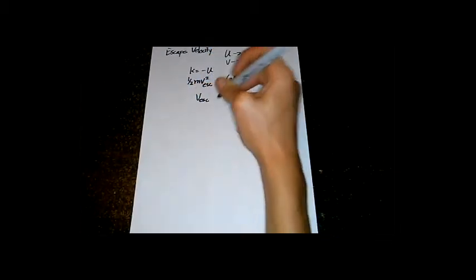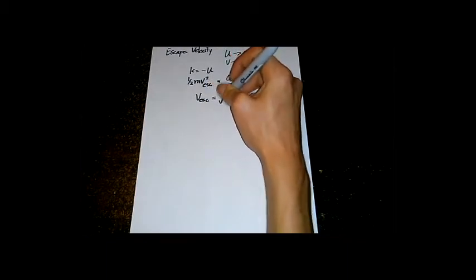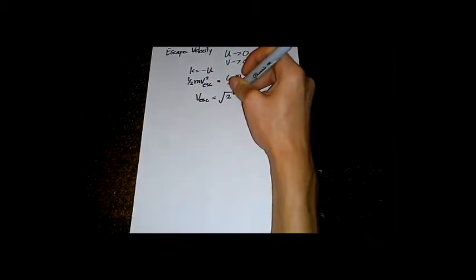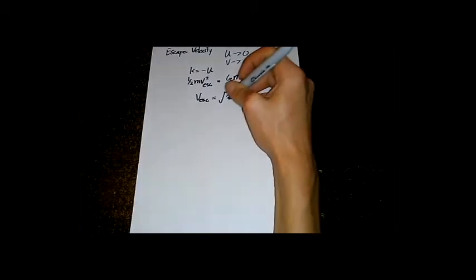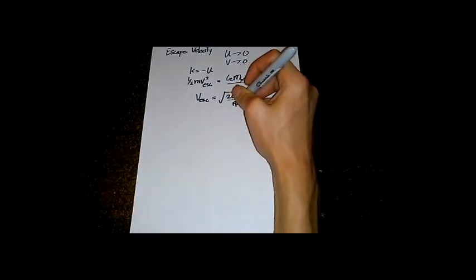And let's go ahead and do Earth. So the velocity for escape on the Earth is equal to the square root of 2 big G big M over the radius of the Earth. So this is our equation for getting off the Earth.